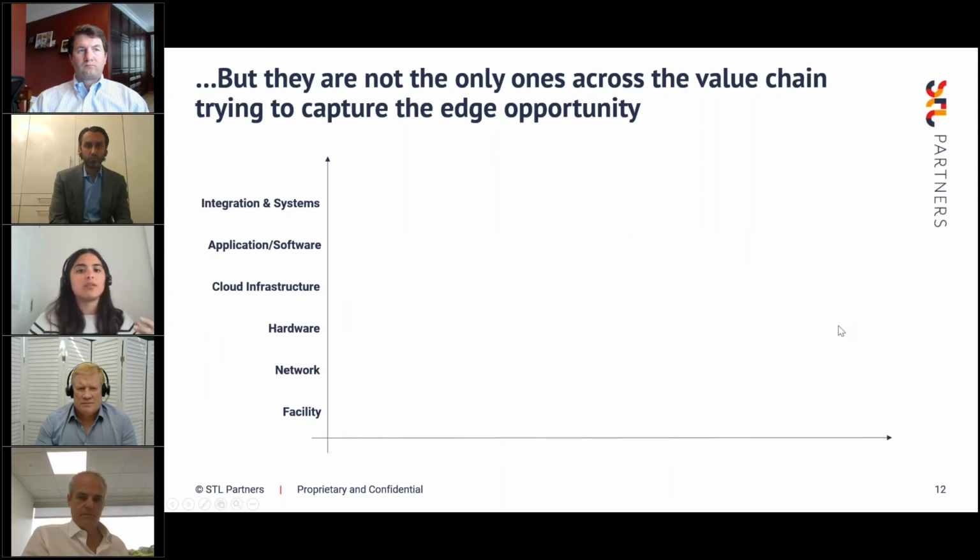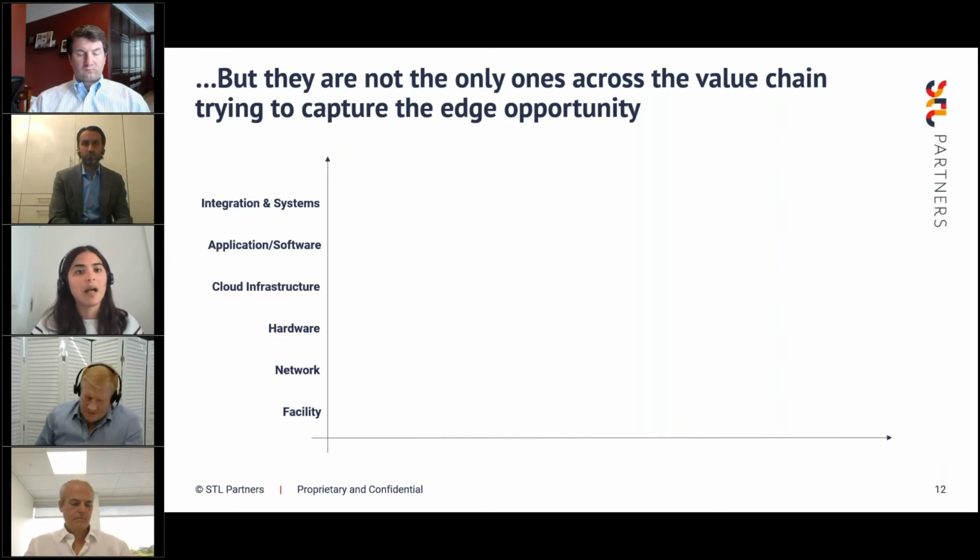And the other thing is, they are not the only ones in the value chain. The thing with edge right now is it's a bit of a land grab, and there's huge fragmentation in terms of the ecosystem. There are established companies who are trying to move into the edge, and then you have startups who are developing new capabilities that will help to ultimately bring edge to end customers and build edge solutions.